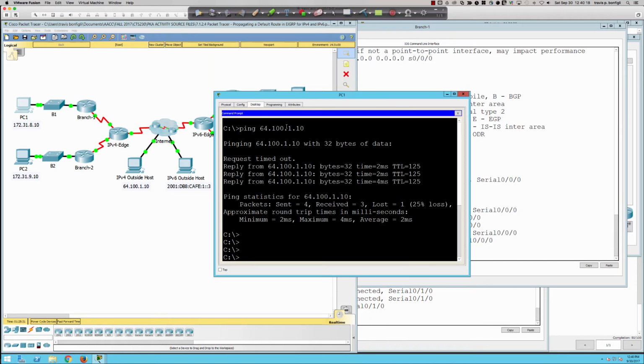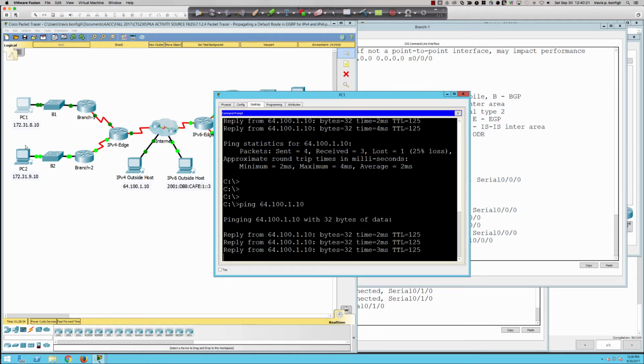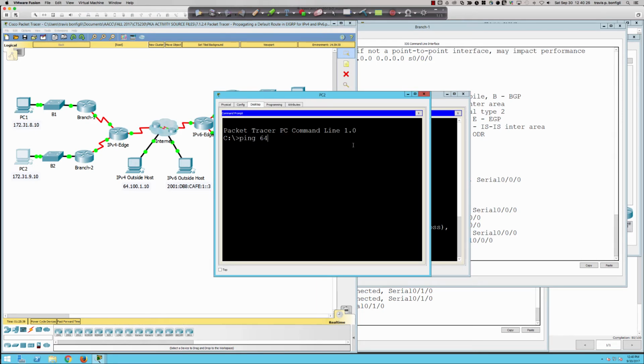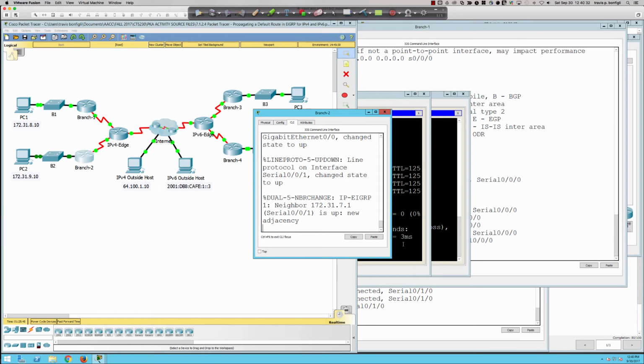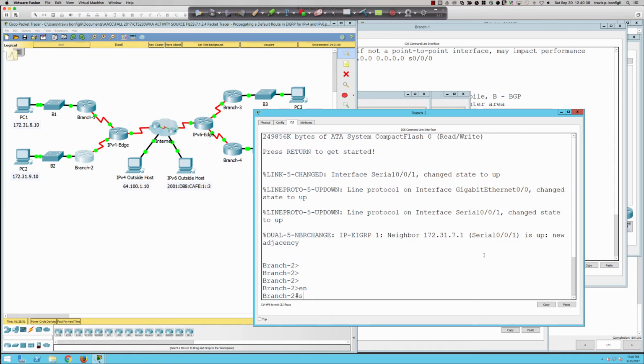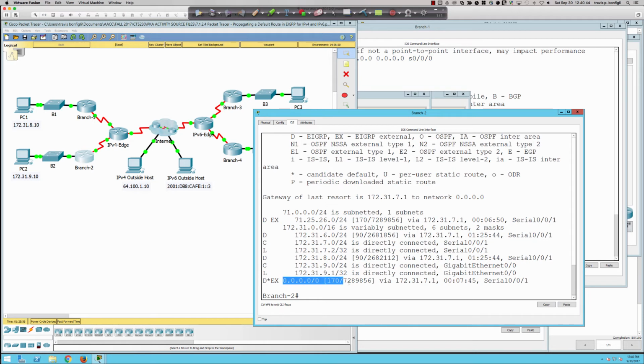So we pull the PC1 up, we rerun the ping, and it works. And the same thing with PC2, we are going to see that it would work as well. If I ping 64.100.1.10, we've got connectivity, because again, here on branch 2, and I'm just pulling this up to make sure that you can see that in EIGRP, show IP route, it gave it to both routers. And again, it gave both static routes to both of these branch routers, right? So very important. And the question becomes, what if I only wanted it to see that?